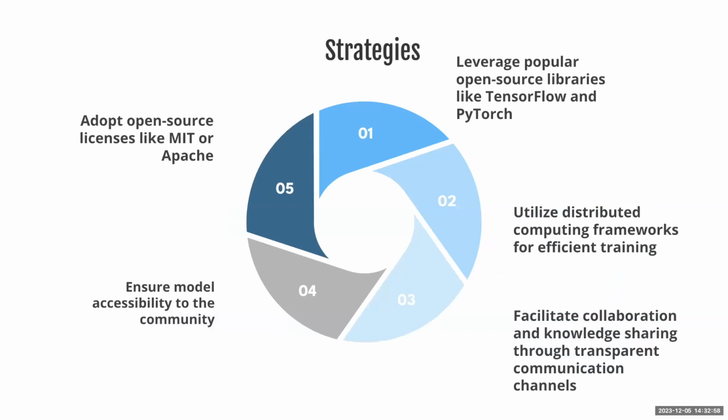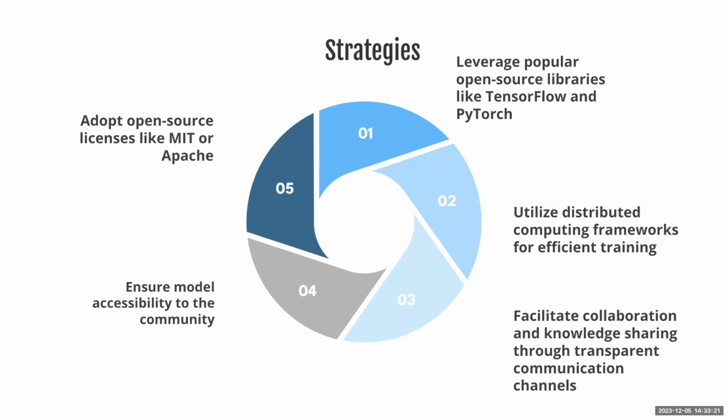So as for strategies, the first strategy is to leverage machine learning technologies like TensorFlow and PyTorch, which are libraries on Python that machine learning is normally done with. It's basically the standard. Utilize distributed computing frameworks for efficient training. So this is getting the data in and getting it going.